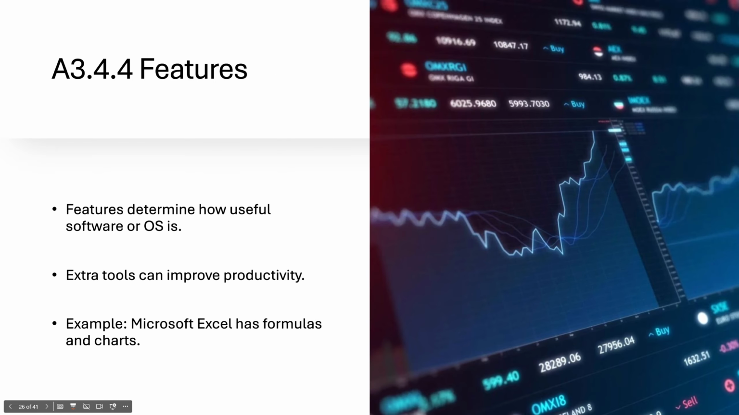Next, we have features. Features determine how useful software or the operating system is. Extra tools can improve productivity. Example, Microsoft Excel has formulas and charts. Now, yes, I can do all my calculations in Word or on a piece of paper. I can also design my charts manually. However, if I have a tool like Microsoft Excel where I can put the numbers in, I can do the calculations using the formulas, and then I can generate or create a graph or a chart based on that, that's going to save me a lot of time. So you also have to think about the feature set of the program that you're choosing and the feature set of the operating system that you're choosing.